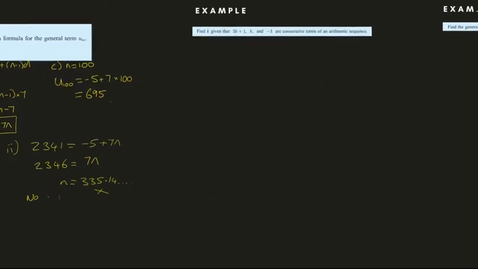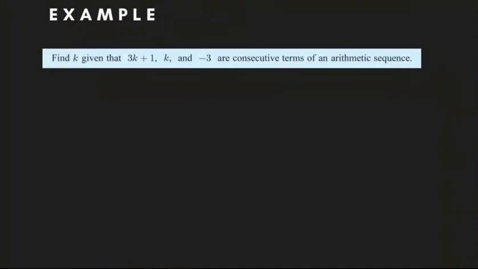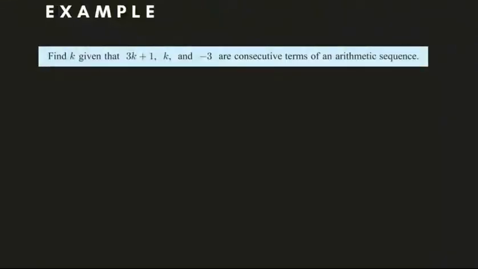Let's carry on and take a look at another example. We're going to progress these examples and make that difficulty level a little bit more challenging every time. Okay, so find k given that 3k plus 1, k and minus 3 are consecutive terms of an arithmetic sequence. Well, if they're arithmetic, the difference between the terms is going to be consistent, right? It's going to be d.